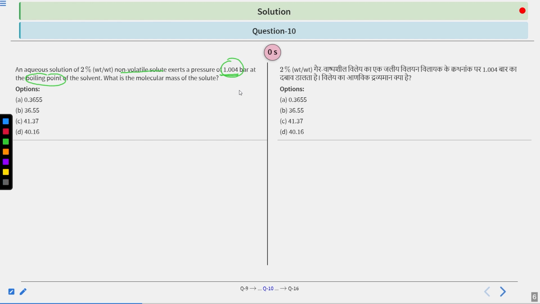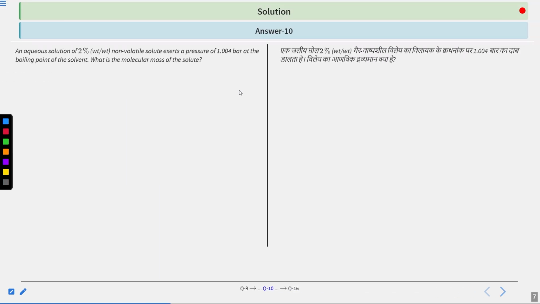So your time is up. Let us see the solution. For those who have solved, the correct answer is C. Clear? No problem. Now for those who have not solved, your P naught should be 1.013 or 1 atm at boiling point. I have told you that at boiling point the vapor pressure of the solution should be equal to the atmospheric pressure. So that is the criteria for boiling, but it is not so. It is less than that. So this is P naught.